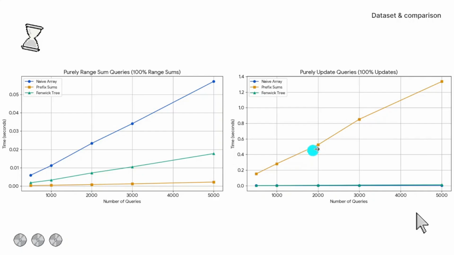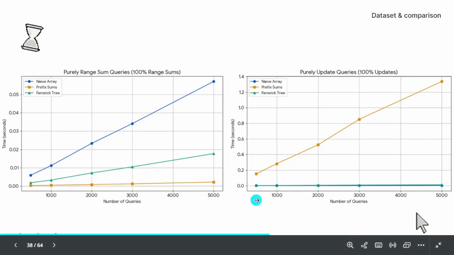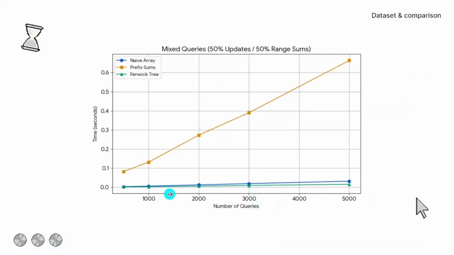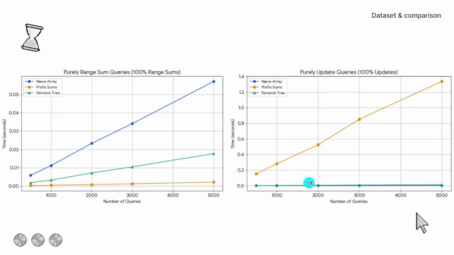With the second type, update queries, I wrote 100% of queries as updates, and we can see that prefix sums are the slowest. Its time skyrocketed because when updating an element, prefix sums also have to update every element above it. With the naive array, updating is super fast since it only has to access an element and make some changes at that element. Fenwick tree is a bit slower than the naive array.